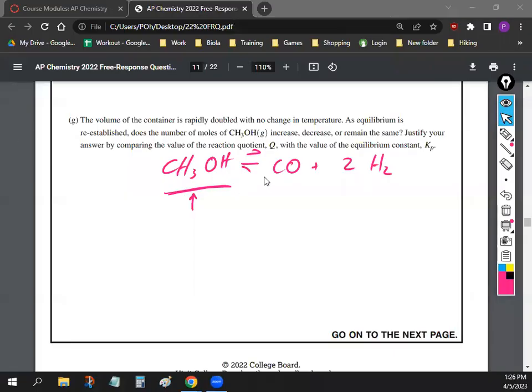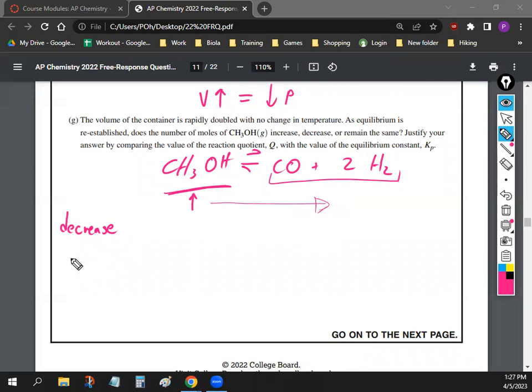All right, so let's start with increase, decrease, or remains the same. If volume increases really quickly, what's going to happen to the moles of methanol? Yes, it's going to decrease. The reason is that if you look at the left side versus the right side, you have more moles of gas on the right side, right? So if the volume increases, the pressure is going to decrease, and it wants to get back to equilibrium pressure. So Le Chatelier's principle is going to kick in and you're going to shift to the right. So that could be one way to explain it.